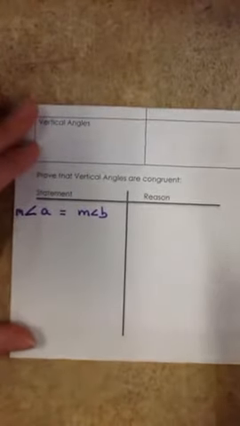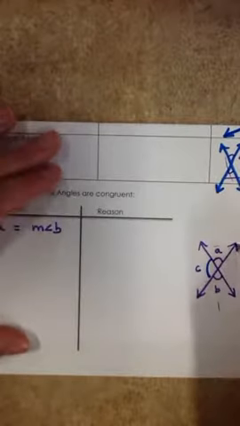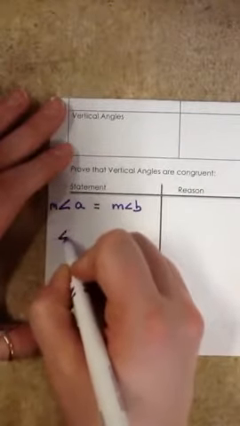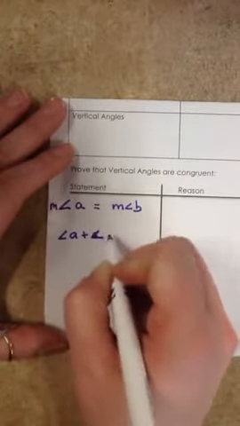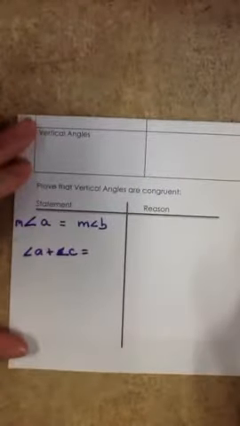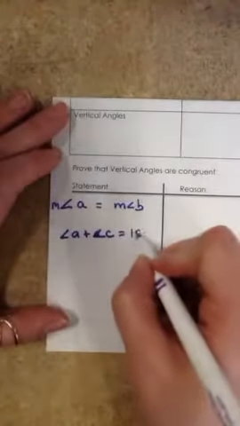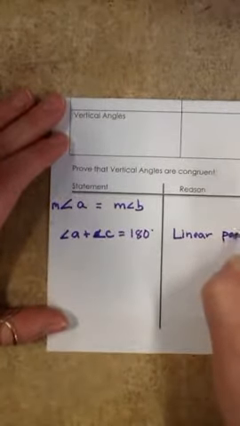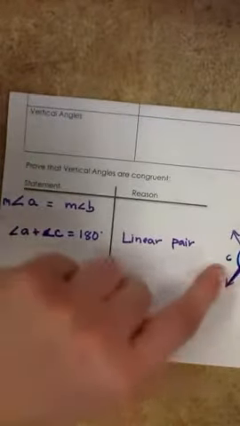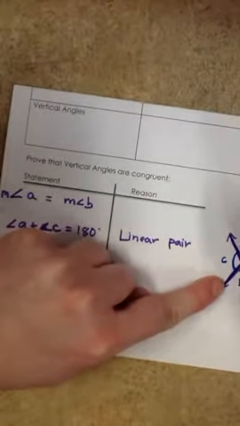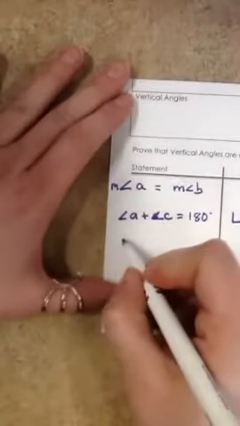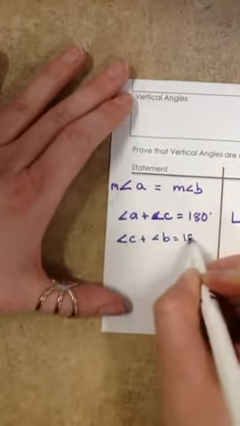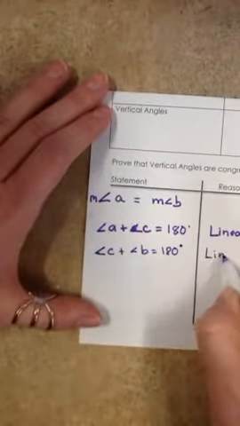All right, so the first thing I'm going to say is that if we look at A and C, we should notice that they are a linear pair. So I'm going to say angle A plus angle C is equal to, well, a linear pair is always going to be equal to 180, because they're a linear pair. But I also know that C and B are also forming a line. So we're going to say angle C plus angle B also equals 180, and that's because it's also a linear pair.